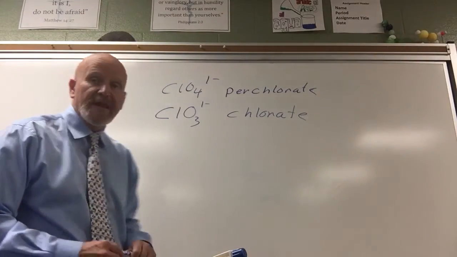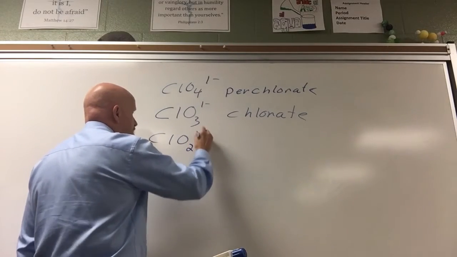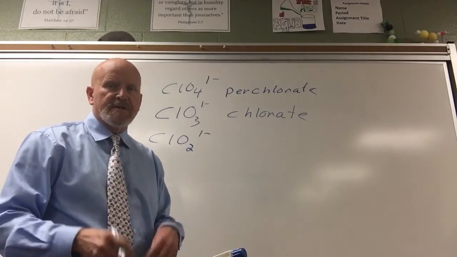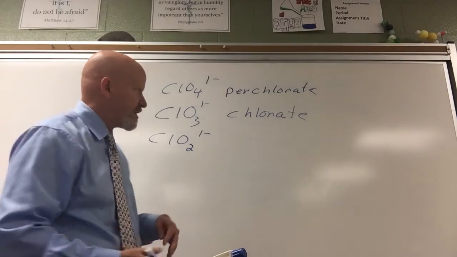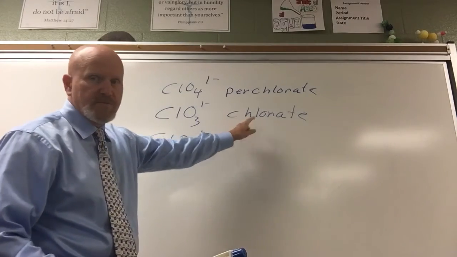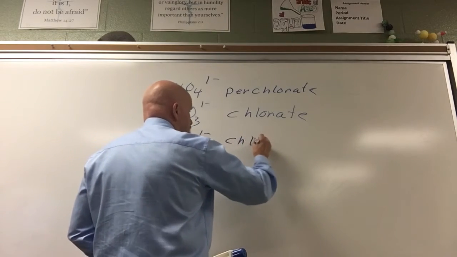Next one. What if you have less oxygen? Well, if you have one less, these we'll deal with quite a bit because a lot of stuff out there are the things that end in ite rather than ate. So what we do is we can't call it chlorate. We change the ending to ite instead. This is what we call the chlorite ion.